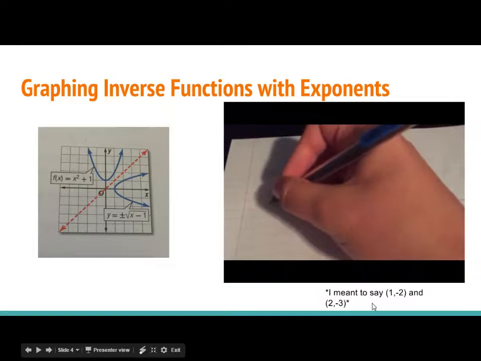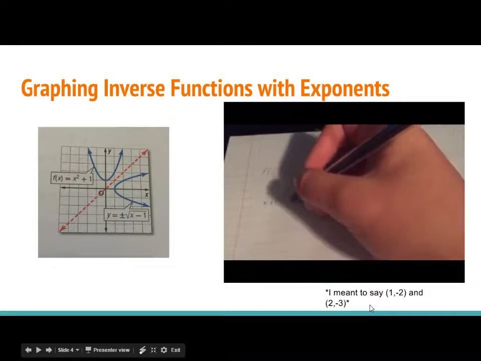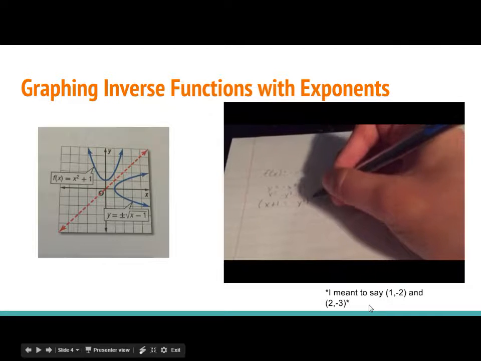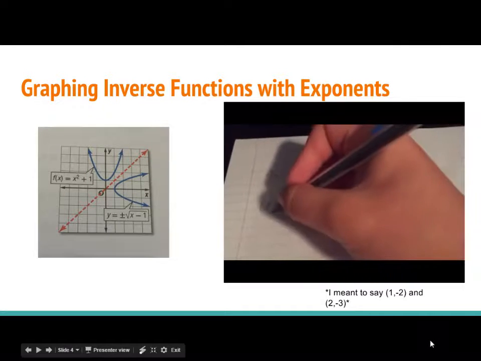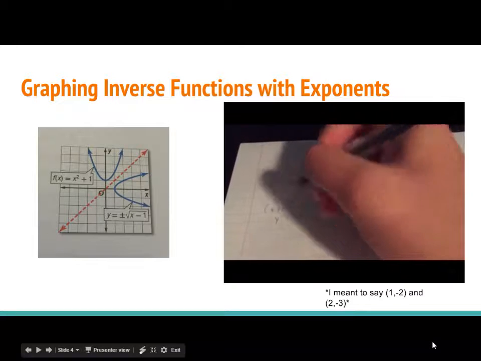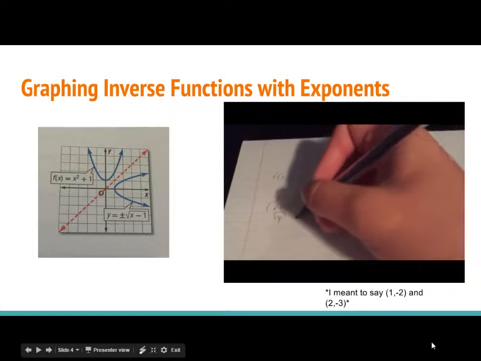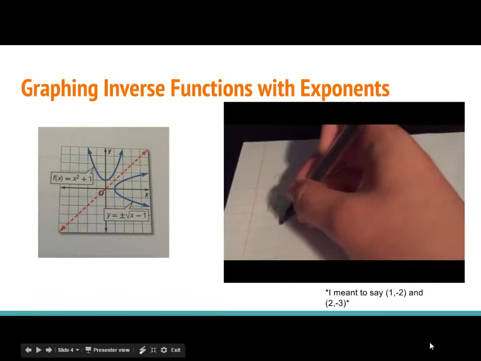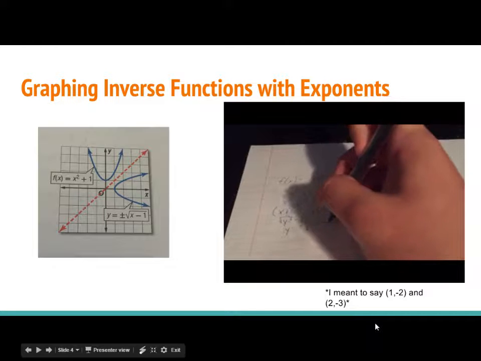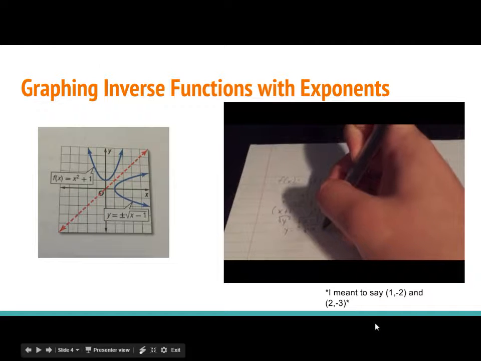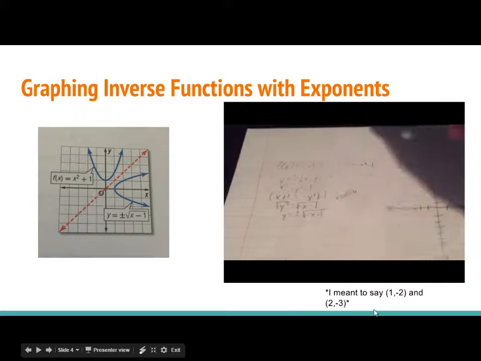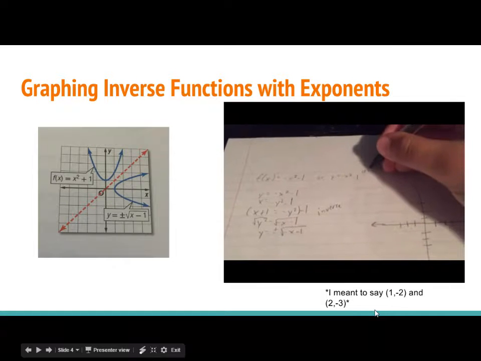Add 1 to both sides. X plus 1 equals negative y squared. Multiply by negative 1 to get rid of the negative sign on the y squared. Y squared equals negative x minus 1. Take the square root of both sides. And it'd be y equals plus or minus the square root of negative x minus 1. So this is our inverse, and this is our original.